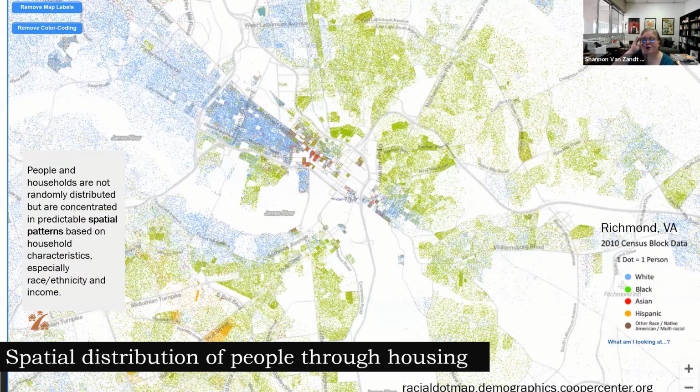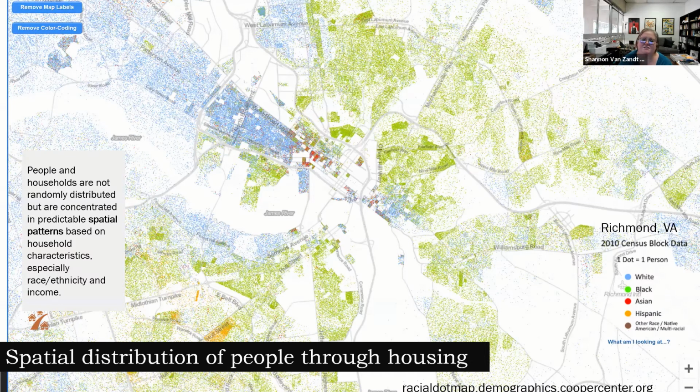So, a lot of people say, well, does segregation still exist? Why do people live separately, or do people really live separately? And one of the things I like to do with my students is show them these dot density maps. So what you're looking at is a dot density map of Richmond, where one dot represents one person. And the colors, you can see the legend on the side. So you're looking at blue and green here in Richmond, white and black. You can see a little bit of red, tiny bit of yellow, which is Hispanic. But what this very clearly shows is that people in households are not randomly distributed across space, but they are concentrated in patterns that turn out to be quite predictable.